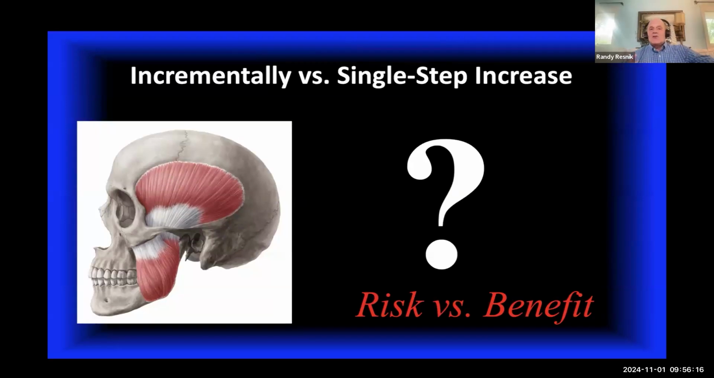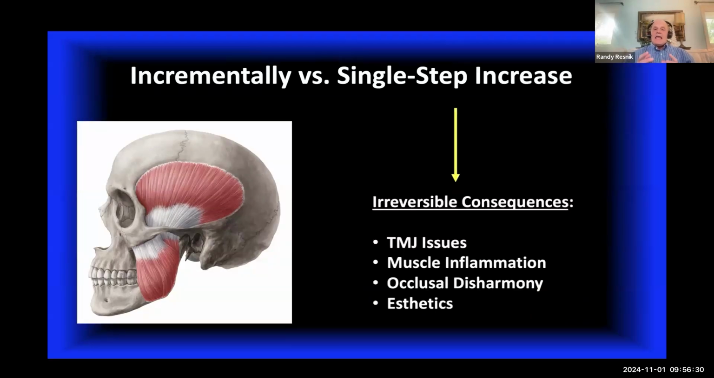If you look at incremental versus single step increases, there is some risk. And I always evaluate the risk versus the benefit of doing a particular procedure. So if we look, what is the risk? Well, if we open this patient too much, we can have TMJ issues, muscle issues, occlusal disharmony, aesthetic issues. And it is very, very difficult to go backwards. So it's a lot easier for patients to adapt.